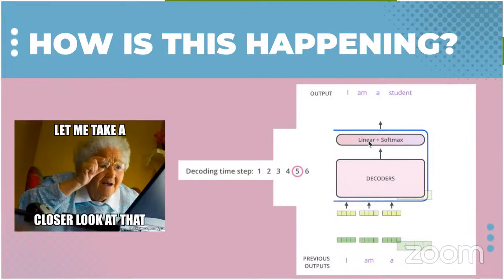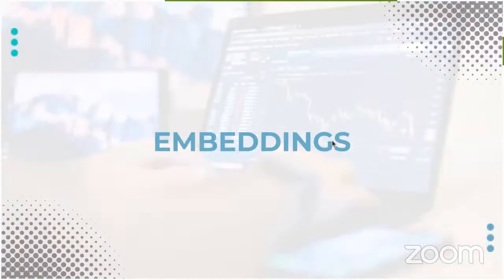Then there's the linear and the softmax. I think we should have an idea what the linear softmax is. It produces a probability distribution and all of that. So that is understandable. So let's go into the embeddings, what the embeddings are and what it all means.